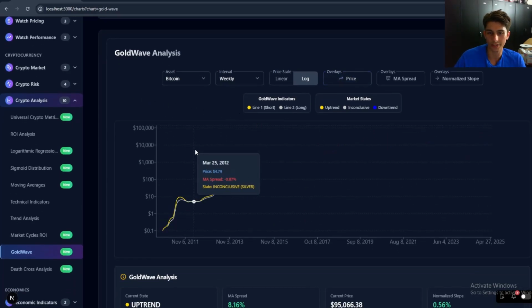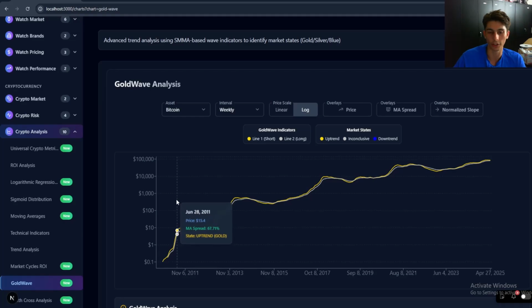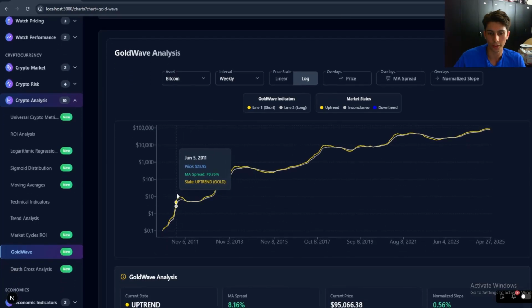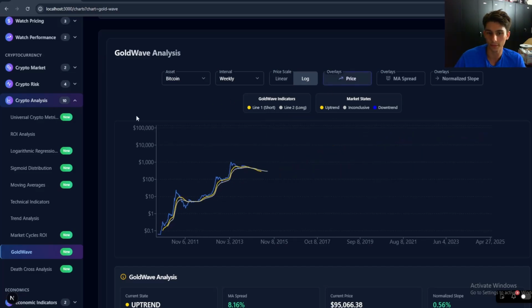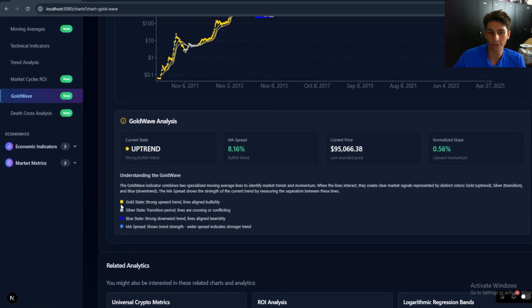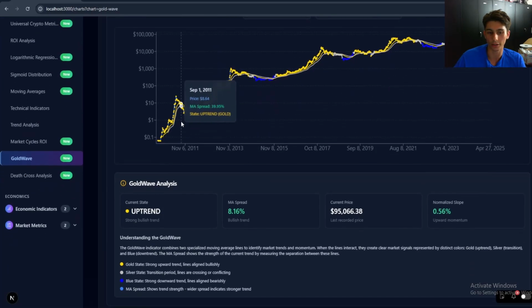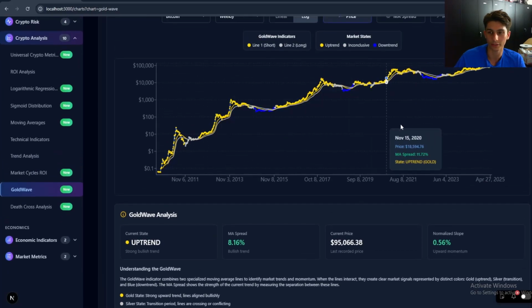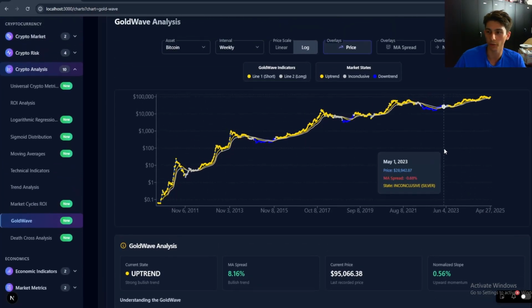If I take off the overlay on the price here, you can see the actual indicators, the moving averages. Line 1 is the short moving average, and line 2 is the long moving average. The gold state shows long upward trends, strongly bullish trends, and you can see that we've been in one since basically June 2020, July 2023.